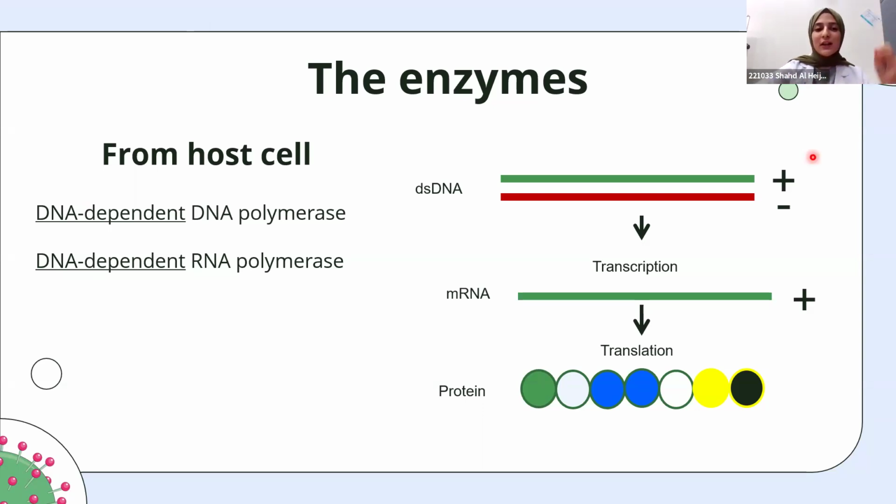From the host cell, we can make DNA from DNA and we can make RNA from DNA. So basically, anything DNA-dependent, we have from the host cell. DNA-dependent DNA polymerase: we have one DNA strand and we're forming the second DNA strand. DNA-dependent RNA polymerase: we have a DNA strand, which is the coding strand, and we're making RNA from it by transcription. And then this mRNA will be translated into a protein. So those are the enzymes that are supplied by the host cell.